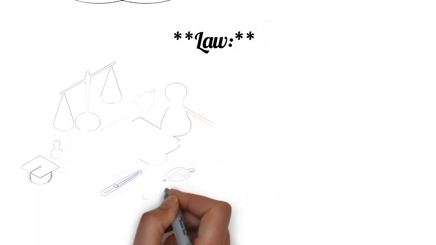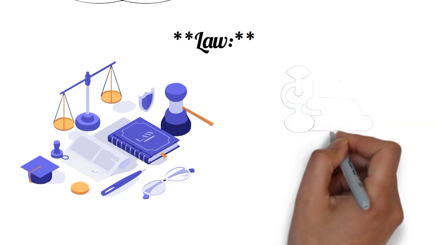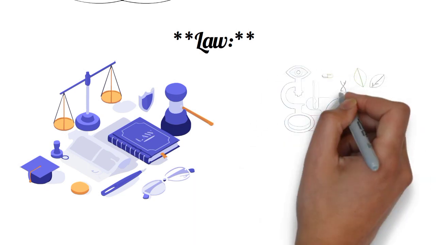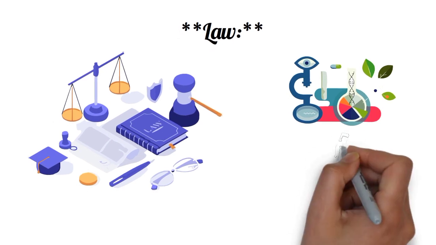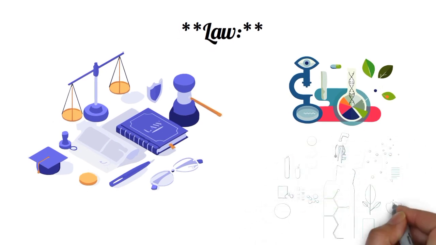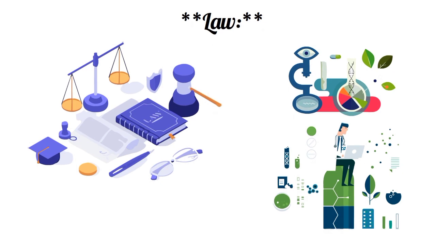Law. A scientific law, also known as a natural law, is a statement that describes a consistent and universal relationship observed in nature. Laws are often expressed in mathematical terms and describe how certain phenomena behave under specific conditions. Unlike theories, which explain why something happens, laws describe what happens. Laws are considered to be constant and irrefutable and are fundamental principles of nature.